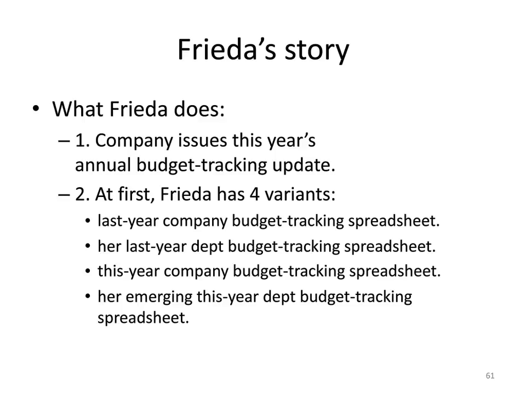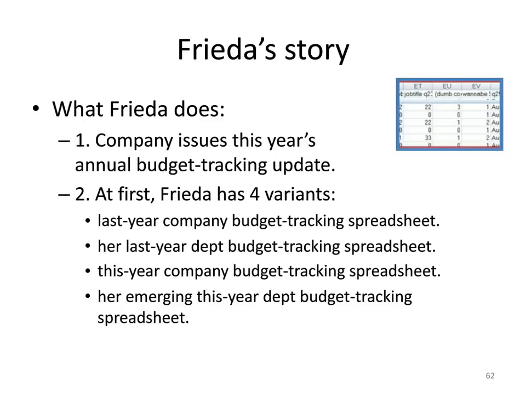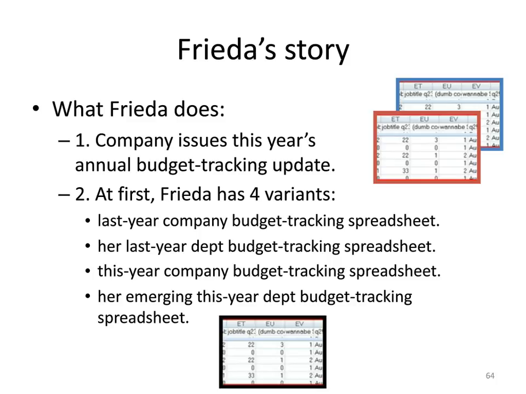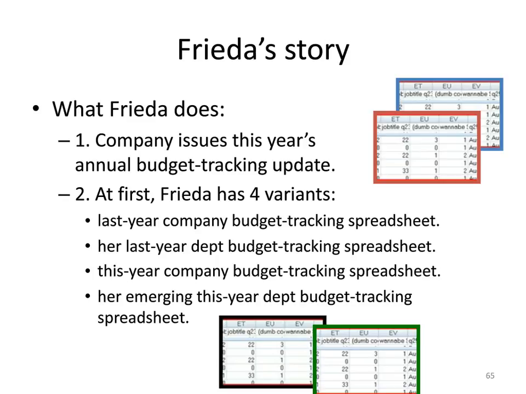So when this happens, Frieda has 4 variants of this spreadsheet. She has last year's company budget tracking spreadsheet, and she has last year's department budget tracking spreadsheet, and she has this year's company budget tracking spreadsheet, and she has the department budget tracking spreadsheet that she's building right now to solve this problem. So that's what she's got.